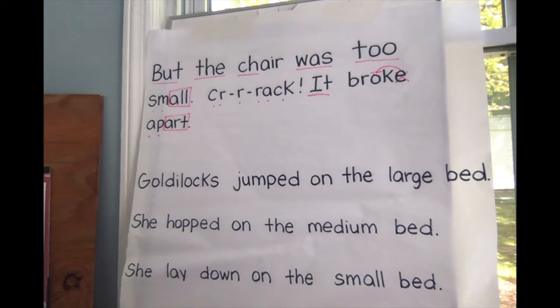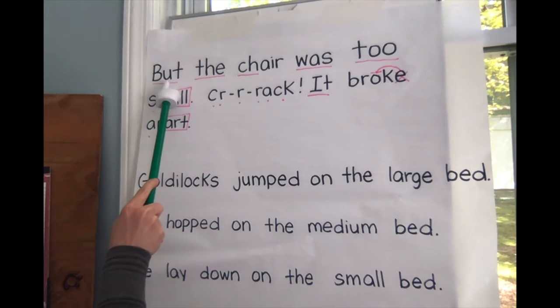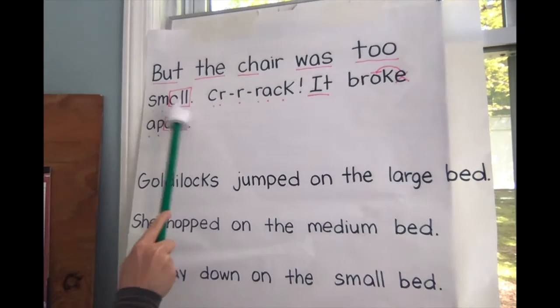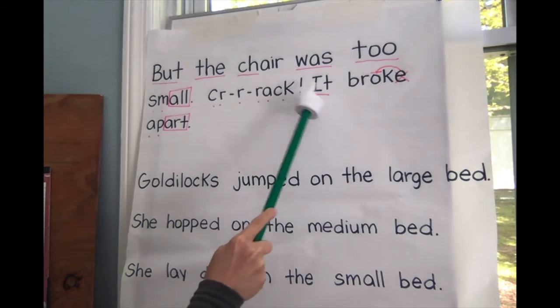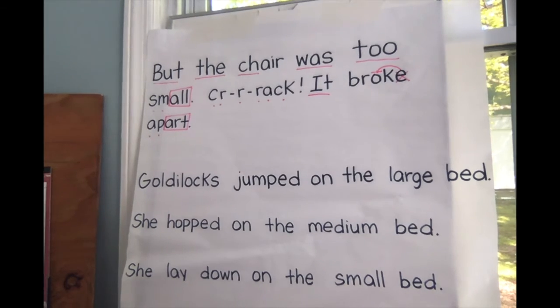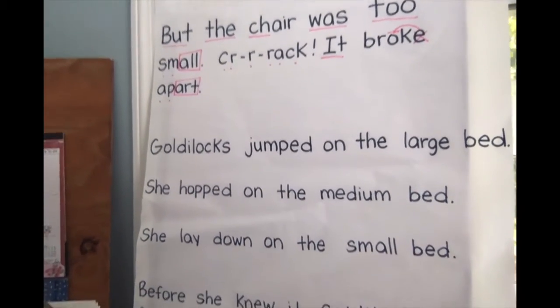And let's try reading it together using a teacher voice. Remember, we don't want to read too slow, but we also don't want to read too fast. We want to make sure that the listener can understand our voice. But the chair was too small. Crack! It broke apart. Very good. Let's look at the next line together.